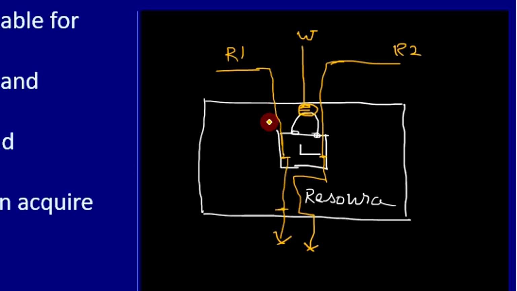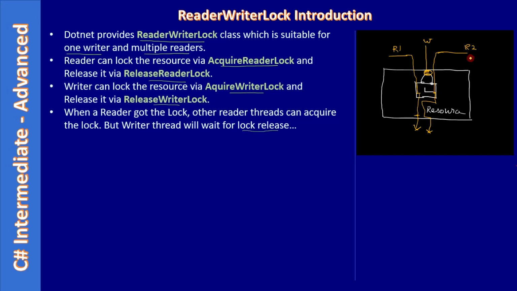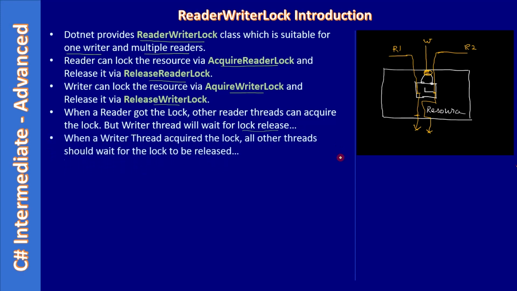So reader lock is meant for multiple readers. When one reader acquires the lock, the other reader thread can also enter and make use of the resource. But a writer thread, when it is trying to acquire the lock, will wait when some readers are already reading it. Alright, that's the case with read lock.